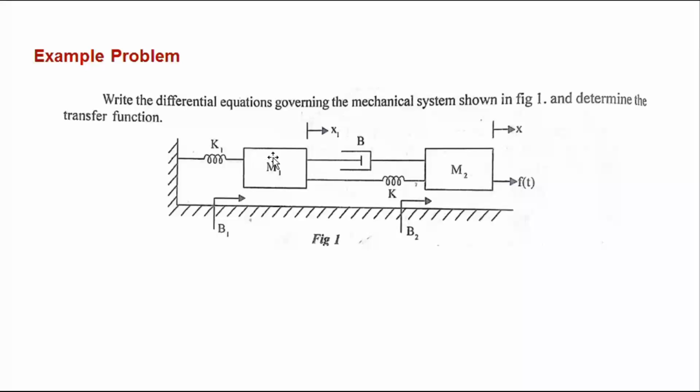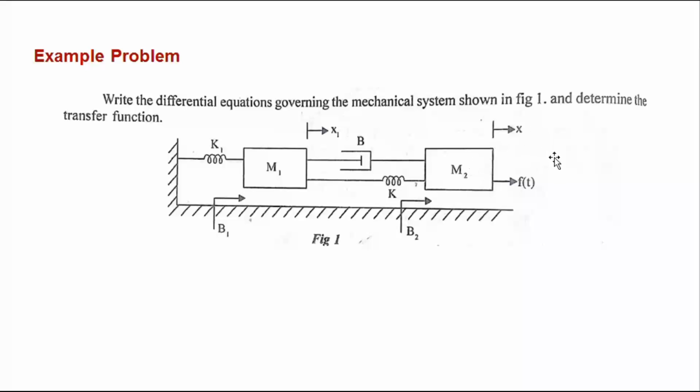This mechanical system consists of two mass elements, M1 and M2. The displacement of mass M1 is x1, and the displacement of mass M2 is marked as x. Then there are three dashpots, B, B1 and B2, which are the frictional elements, and two spring elements, K1 and K. The applied force f(t) is the input, and the displacement of the second block is taken as the output, that is x.